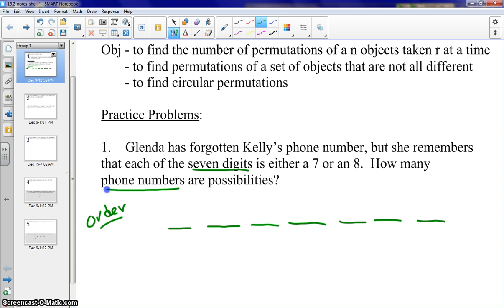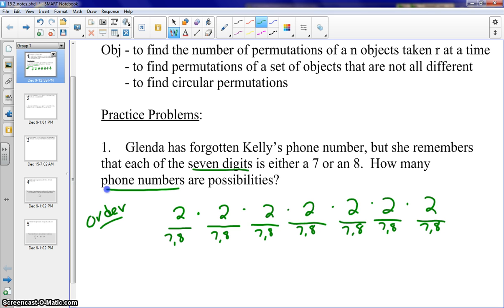So how many options do we have for the first spot? It could be a 7 or an 8. So we have 2. And then again, we have options 7 and 8 for each of these spots. So by the fundamental counting principle, we would have 2 for each of these spots because we can have the options of 7 and 8 for each of those numbers. This is also equivalent to 2 to the 7th power, which gives us 128 possibilities.